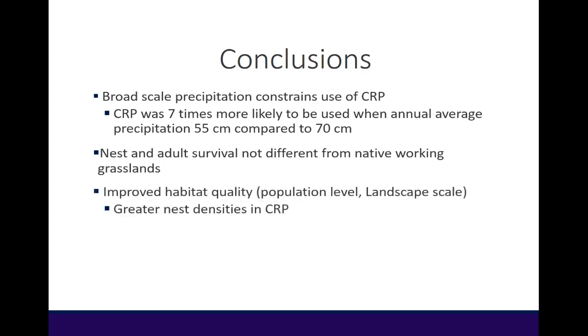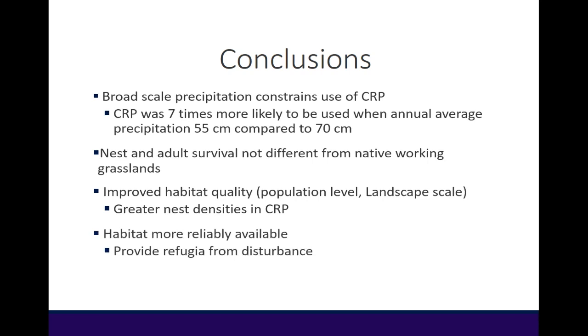So in conclusion, at a landscape scale, by providing this CRP, we're increasing the amount of nests on the landscape, the amount of recruitment at a population and landscape scale, and therefore we're improving the overall habitat quality. And then finally, that last graph that I showed, we're increasing the availability and stability of habitat on the landscape among wet and dry years.